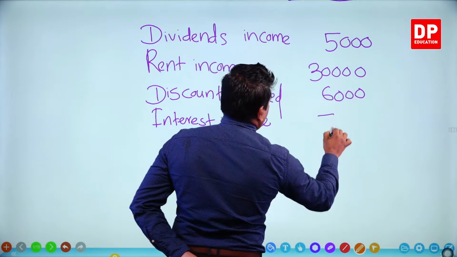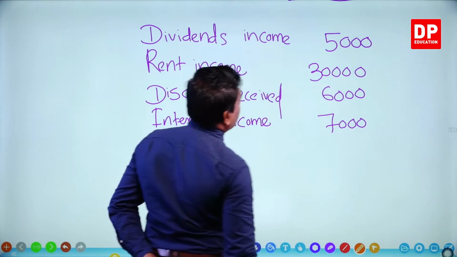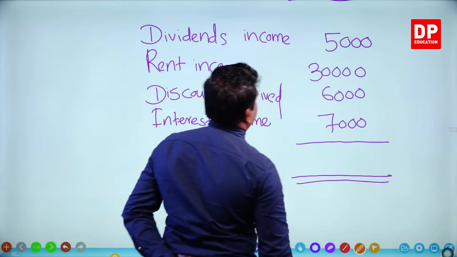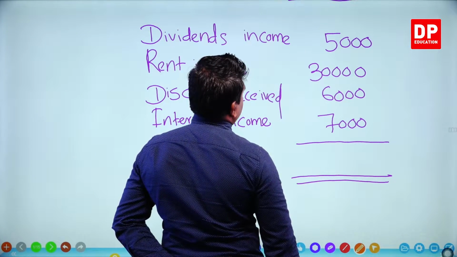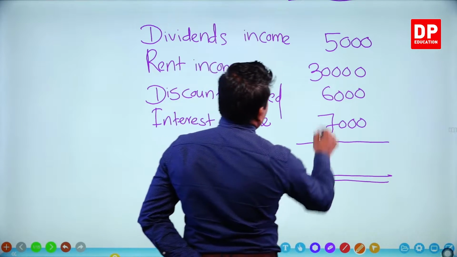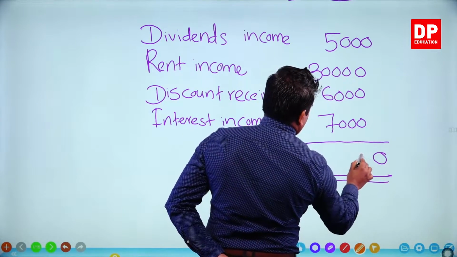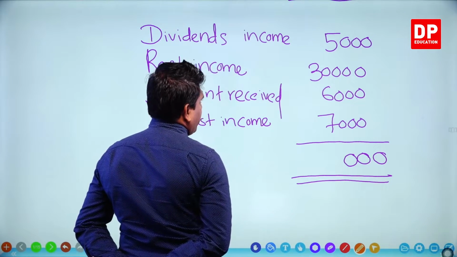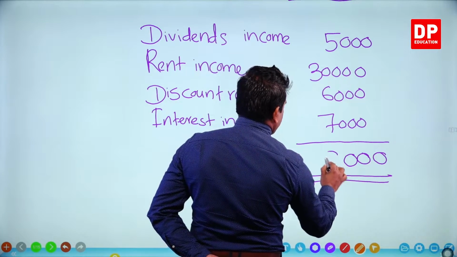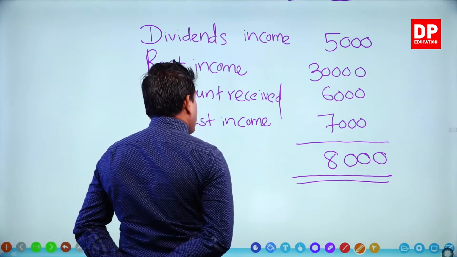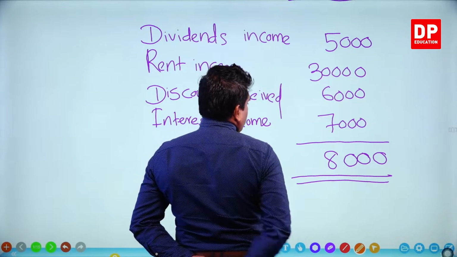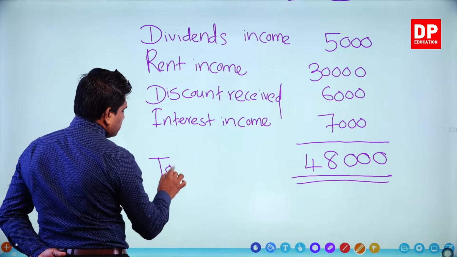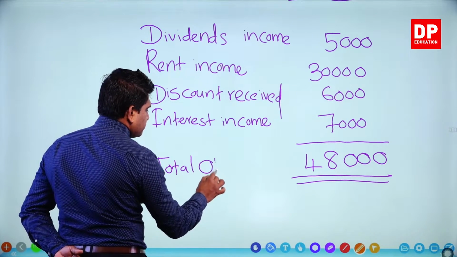Okay, now we get the total of these. This is the total income generated. See how much, right? Here 0, 0, 0. 7 plus 6, 13. 13 plus 5, 18. Right? Then you put 8 here. Say 1. 3 plus 1, 4. 48,000 is the total other income.